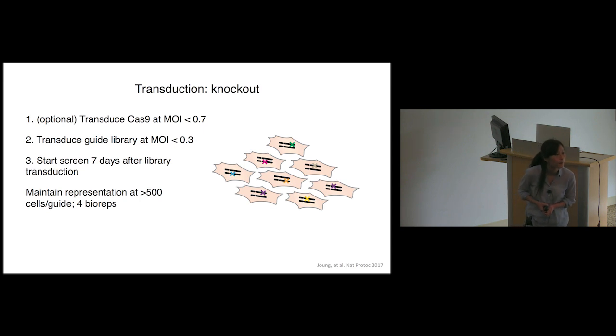Why the Cas9 MOI less than 0.7? If you transduce at higher than that, you'll get a fairly wide distribution of Cas9 expression. That means that when you transduce the guides, each guide is going to have a distribution of Cas9 expression, and that may affect your indel rates. So we want to try to cap the Cas9 at less than 1 or 2 copies per cell, and that's why it's less than 0.7. But it's not as stringent as for the guide RNA library.